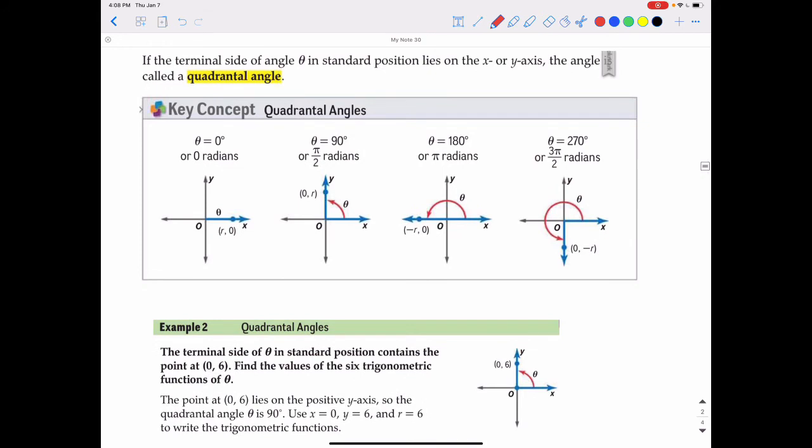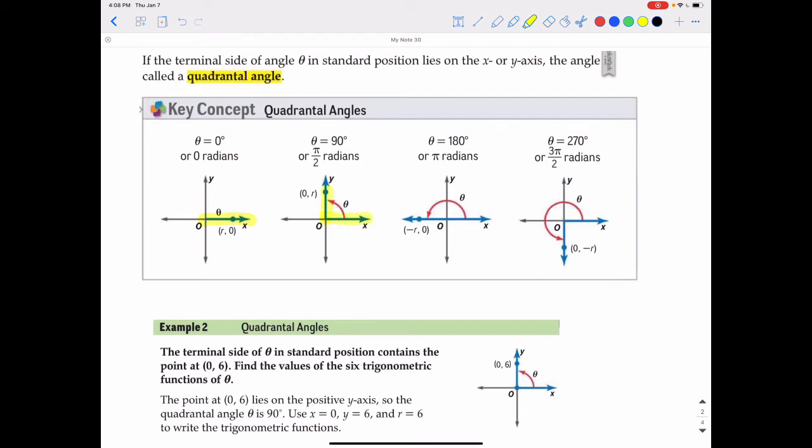Next definition is what's called a quadrantal angle. If the terminal side of angle theta in standard position lies on the x or y axis, we call it a quadrantal angle. So notice here, the terminal and the initial side are on the positive side of the x-axis. So that is a quadrantal angle of 0 degrees or 0 radians.